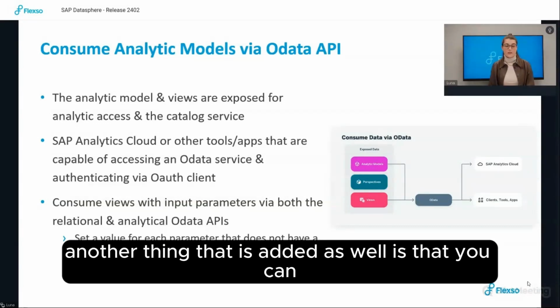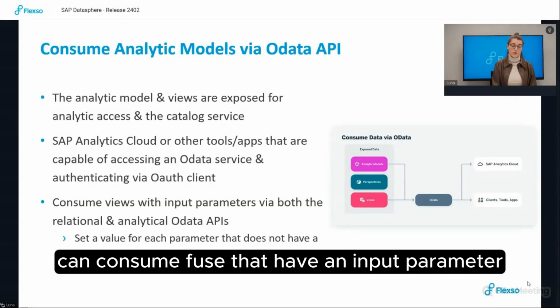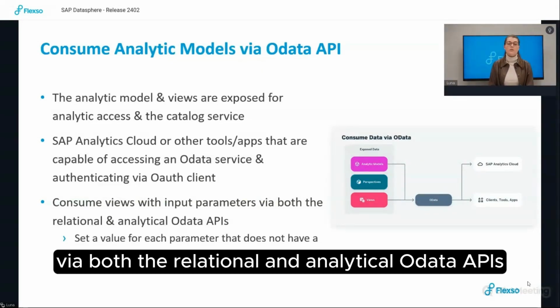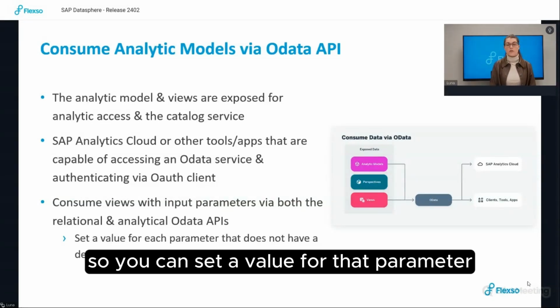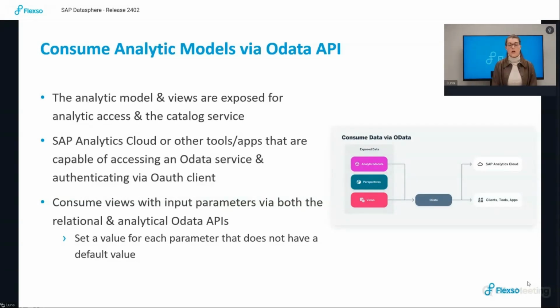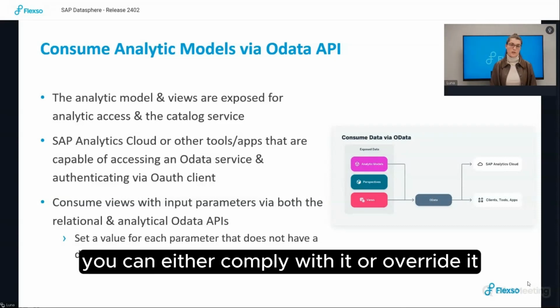Another thing that is added as well is that you can consume views that have an input parameter via both the relational and analytical OData APIs. So you can set a value for that parameter, and then if you consume it, you can either comply with it or override it.